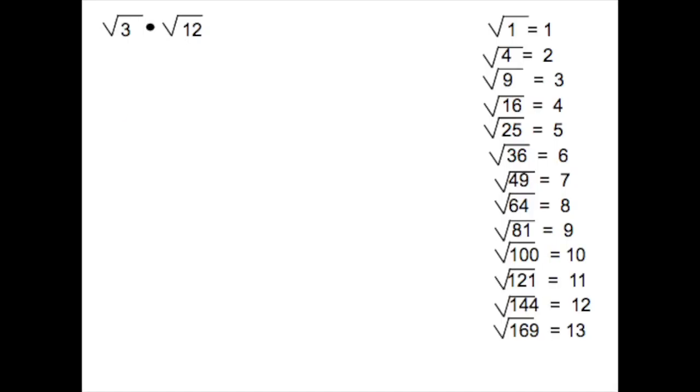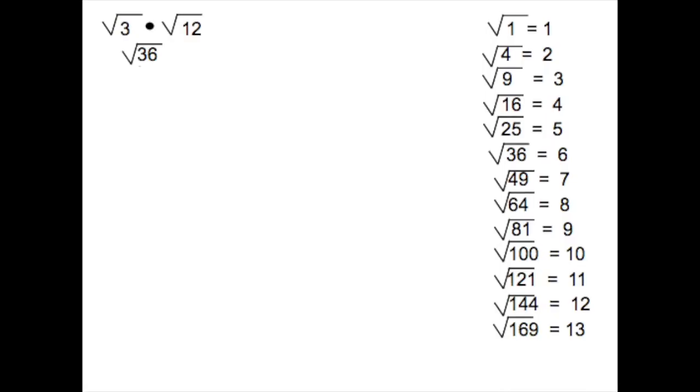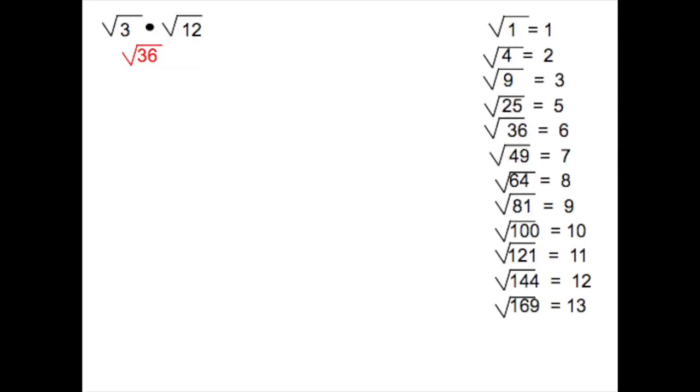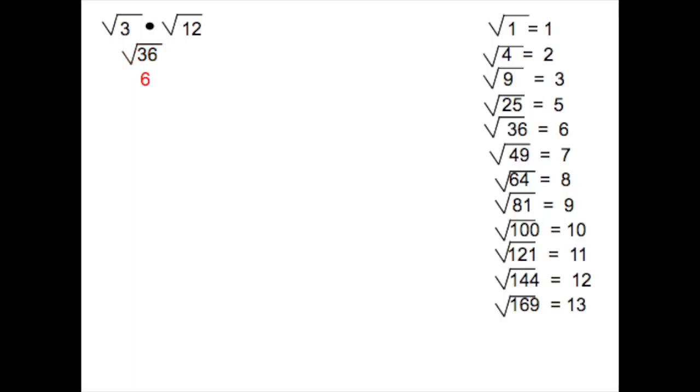Let's try another example. The square root of 3 times the square root of 12 is the square root of 36. But the square root of 36 can be simplified. And in fact, it is a perfect square. The square root of 36 is 6. So the square root of 3 times the square root of 12 is 6.